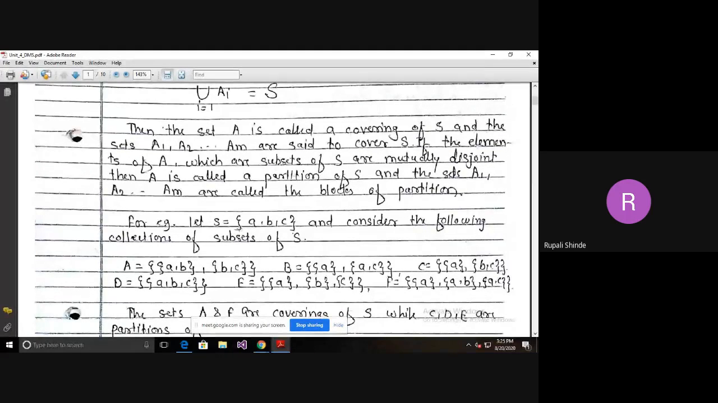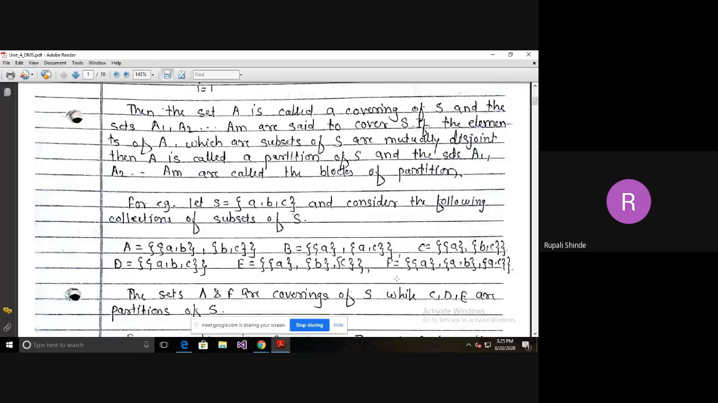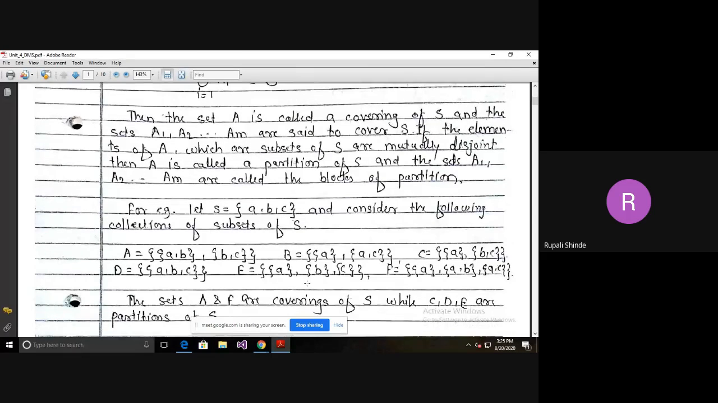So let S be a set which consists of three elements A, B, C, and consider the following collections of subsets of S. These are some collections, like A, B, C, D, E, F. Out of all these sets we have to decide which one is a covering and which one is a partition.